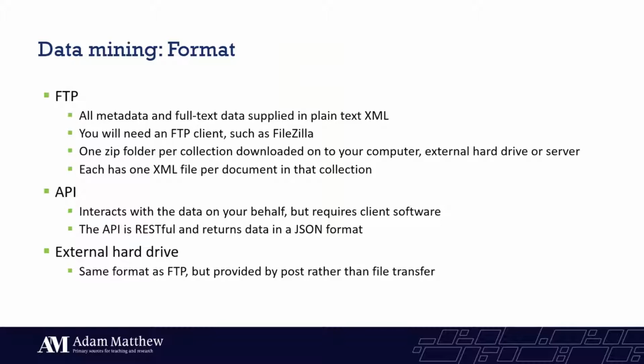So how do you actually get hold of the metadata and the full text data that is in these collections? Well, I mentioned that there were three different ways of doing this, and that FTP tends to be people's preferred method. So what does that look like? Well, what we would do is create a zipped file for a collection like Church Missionary Society periodicals, for example, and we would transfer that to you. And within that file, you would find one XML file per document.